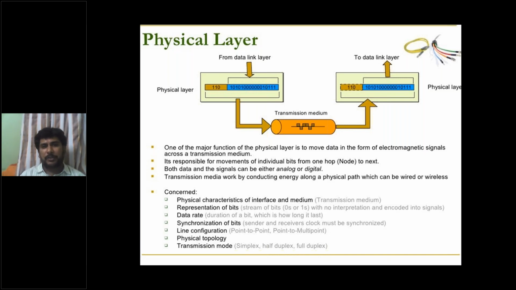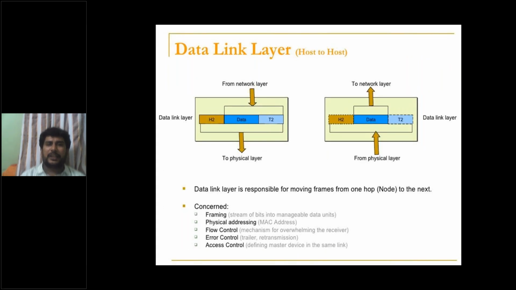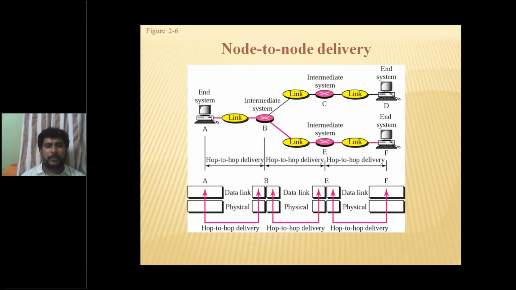The layer above the physical layer is called the data link layer. Now, we could find from the previous slide that the data link layer forwards the data to the physical layer. But the data link layer receives the data from its next higher layer, called the network layer. One of the major functions performed by the data link layer is that it implements node-to-node delivery.